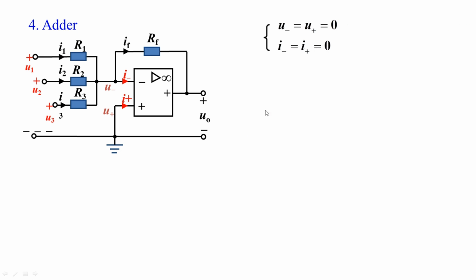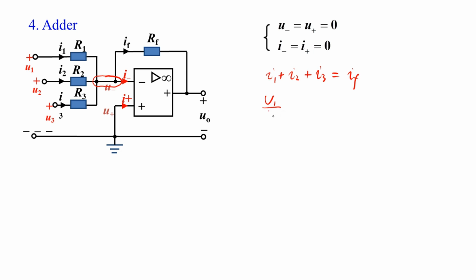According to the two properties, we can get that U minus equals U plus equals 0, and I minus equals I plus equals 0 too. Since I minus equals 0, the sum of I1, I2, and I3 equals IF. If we apply KCL to the op-amp's input, we express these currents in terms of the input and output voltage.